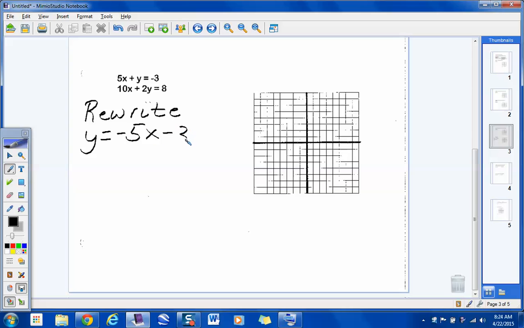Yeah, the y was already positive, so to take that 5x to the other side, you have to make it negative. I agree. Second one, y is already positive, right? Yes. I'll do that work down here.